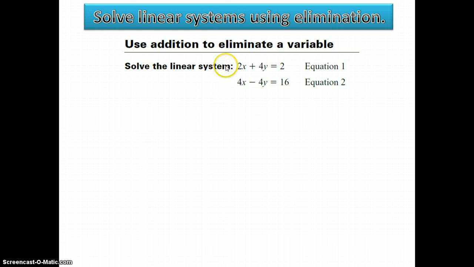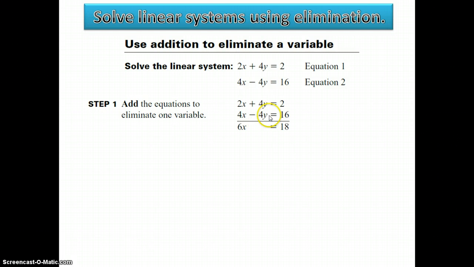Here is our system. 2x plus 4y is equal to 2, and 4x minus 4y is equal to 16. What we want to do when we eliminate is to either get rid of our x variables or get rid of our y variables. When we add these two equations together, we have opposites here, so we'll end up with a 0 in place of our y. We have the equation 6x is equal to 18. So a simple equation, and we solve for x. We have x is 3.